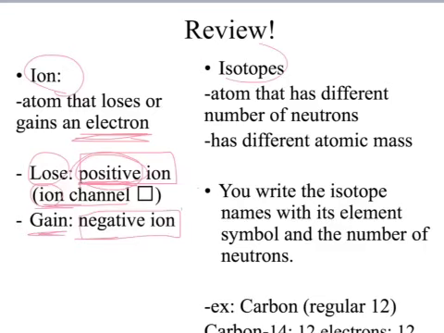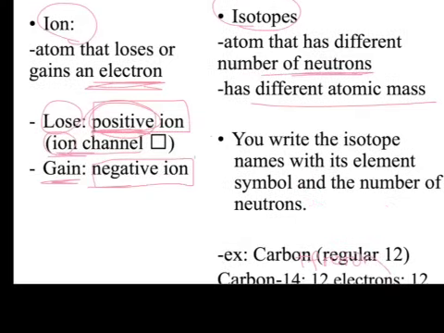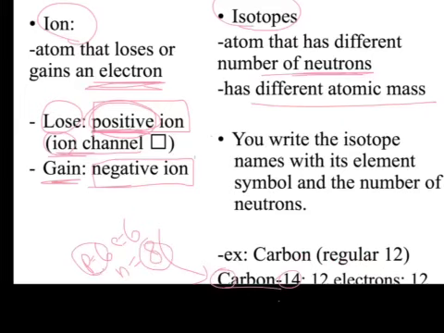So an isotope has to do with the number of neutrons. This makes an atom have a different atomic mass. You write the isotope name with the element symbol and the number of neutrons plus the number of protons. So for example, carbon, atomic number 6, has 6 protons. So carbon 16, an isotope, would be something that has 6 protons, 6 electrons, but how many neutrons does it have? Good, it would have 8, since 6 plus 8 equals 14.